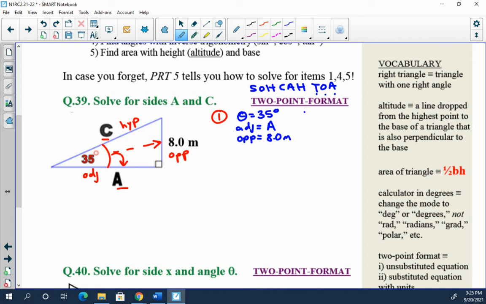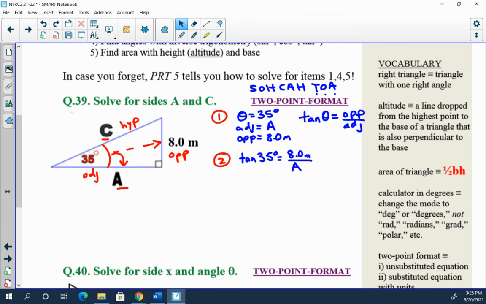So part of your step 1 is put your givens, the information that's provided to you, and then also put the unsubstituted equation. Tan of theta equals opposite over adjacent. That is the unsubstituted equation. And now, step 2, substitute. We've got everything we need. Tan 35 degrees equals opposite, which is 8 meters, over the adjacent we don't know. Maybe we just call that A, because that's what it is.